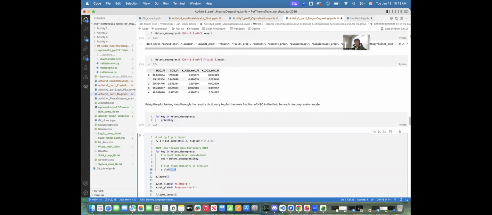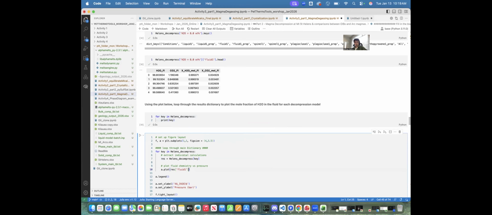So in this plot cell here, where we're going to plot the fluid chemistry, maybe just focus on the water fluid proportion for now. Rather than plotting from Helens decompress H2O 2.0 or something like that, you want to plot from res. Res is going to change on each loop, so it's going to be different. So res, and then you would want to extract fluids, and then from there you would have to extract, say, the water or the CO2 mole fraction.